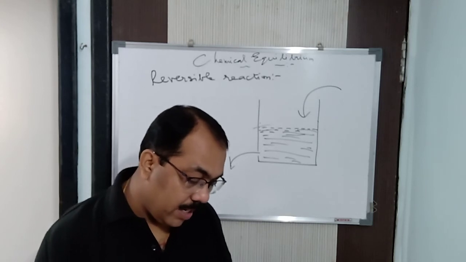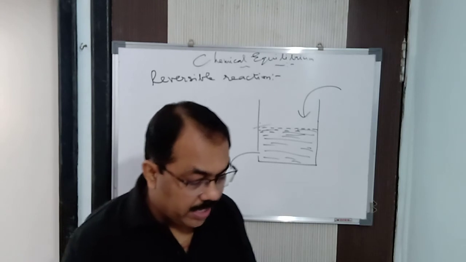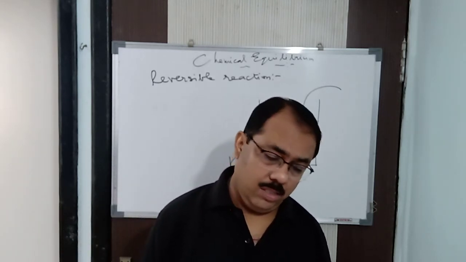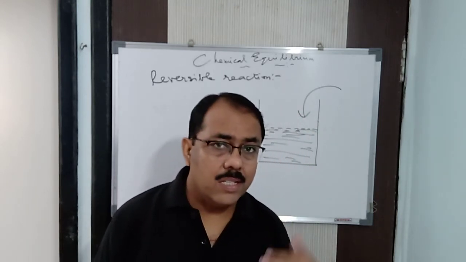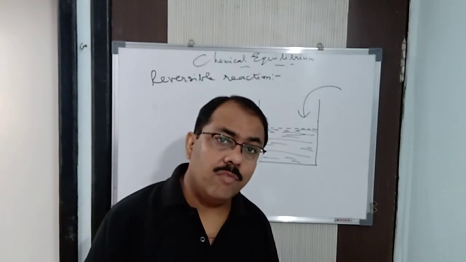Chemical equilibrium can be attained from either direction. You can get equilibrium from the forward direction. You can attain equilibrium from the backward direction also. It is not necessary that the reaction attains equilibrium from the forward direction only. It can attain equilibrium from the backward direction also.